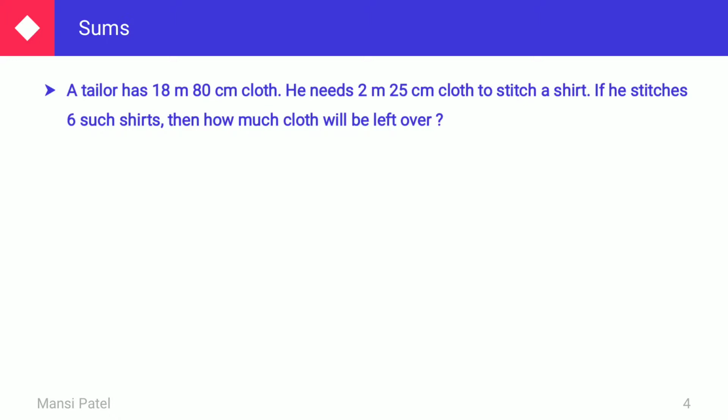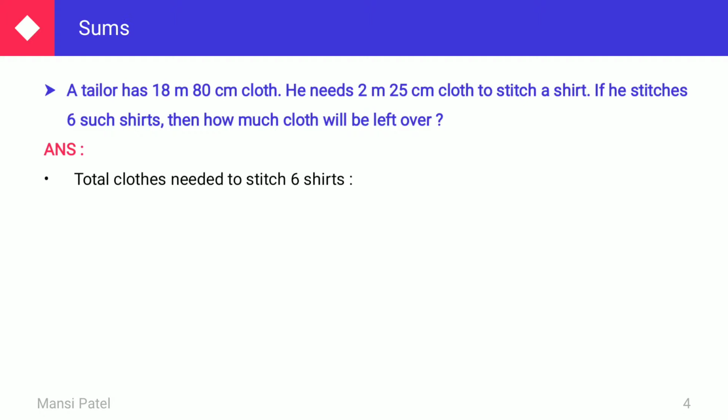Now, they are telling that if he stitches 6 shirts, they were given the total length of cloth. After that, they were given the length for one shirt. And after that, they were telling that he wants to stitch 6 shirts. Then they are asking how much cloth will be left over. So first we have to find out the total cloth needed to stitch 6 shirts. They were given the cloth needed for one shirt, that is 2-meter and 25 centimeter. And how many shirts does he want to stitch? 6 shirts. So do the multiplication.